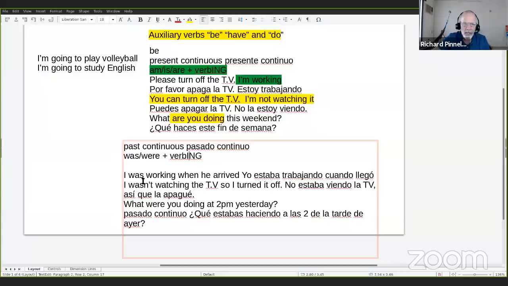I was working when he arrived. So, esa es una actividad pasando en el pasado, que tenía duración en el pasado.